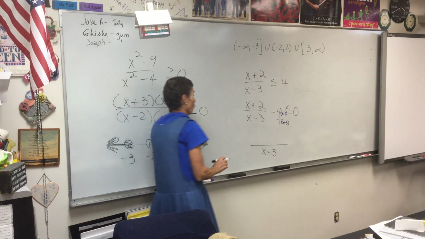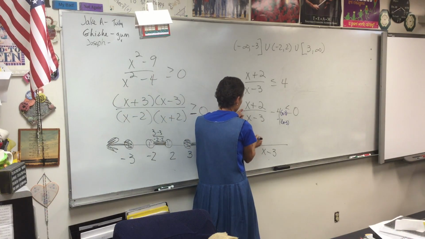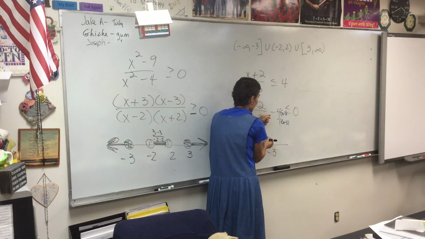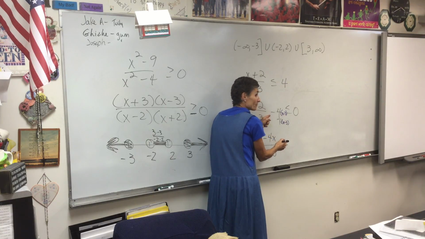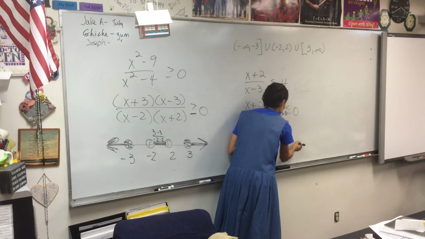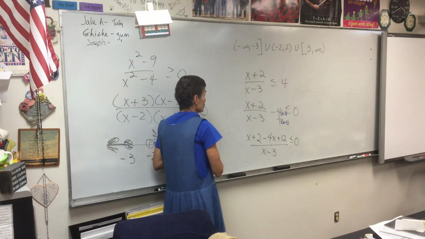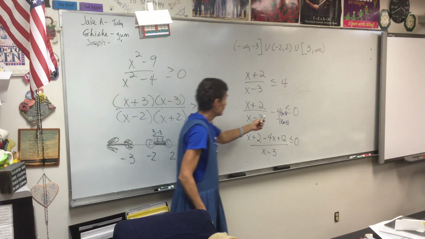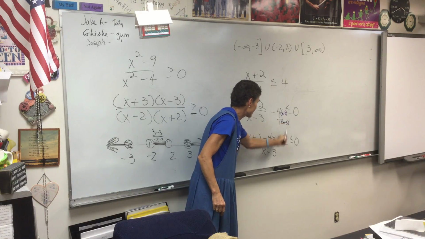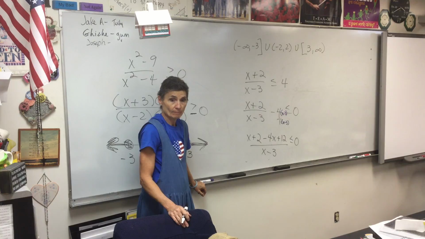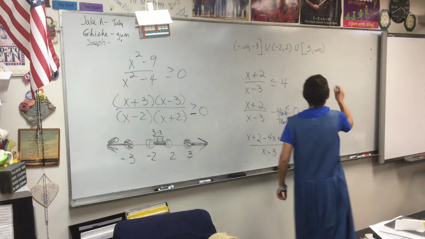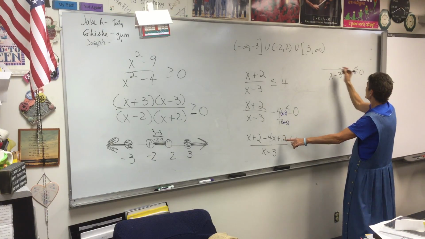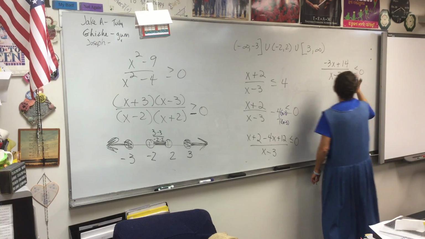Okay? Now, what about the top? Well, I have my x plus 2. Now, what do I have over here, though? Minus 4x plus 12. Yep. You took negative 4 times x minus 3. So that would be negative 4x positive 12. Now we collect like terms. So I got my x minus 3 on the bottom, and what's going to be on the top? Negative 3x plus 14.